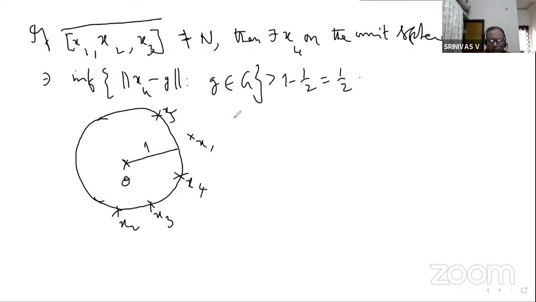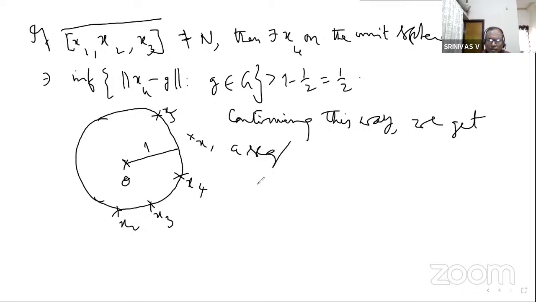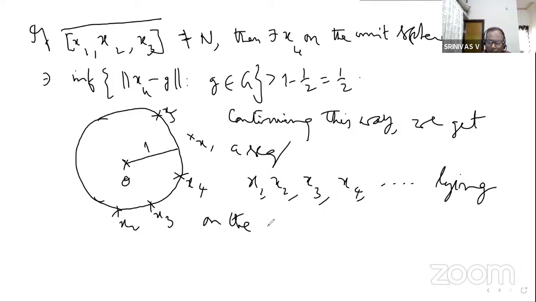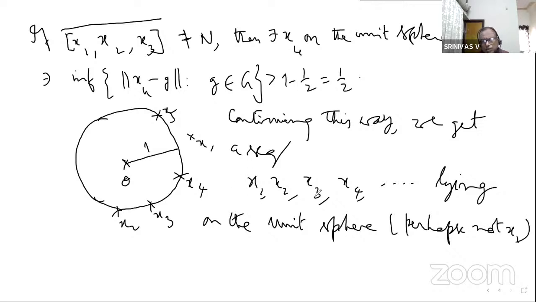So continuing in this process, we get a sequence x1, x2, x3, x4, and so on, lying on the unit sphere, except perhaps x1. Okay, x1 may not lie on it, but all the others, x2, x3, x4, will be lying on the unit sphere around the origin.